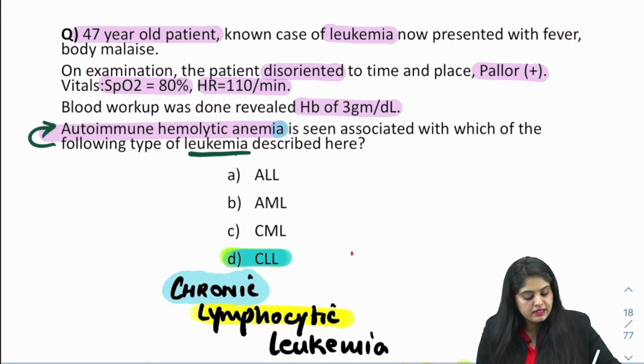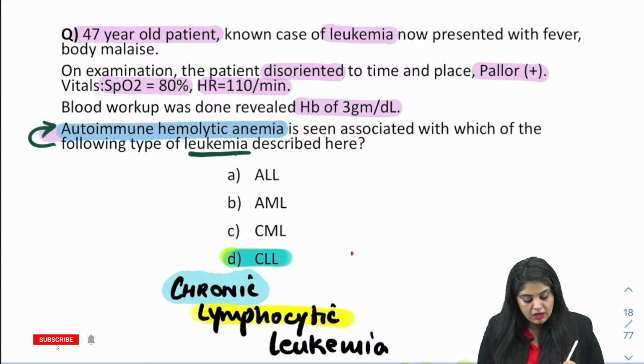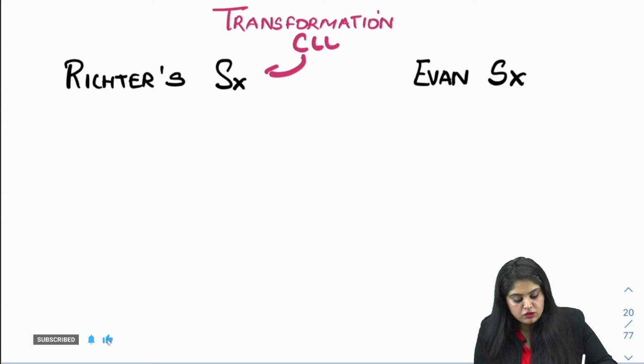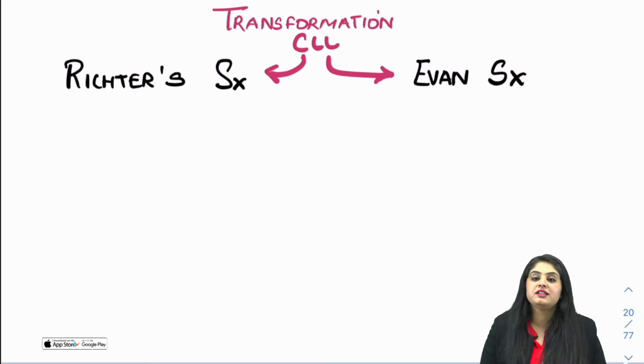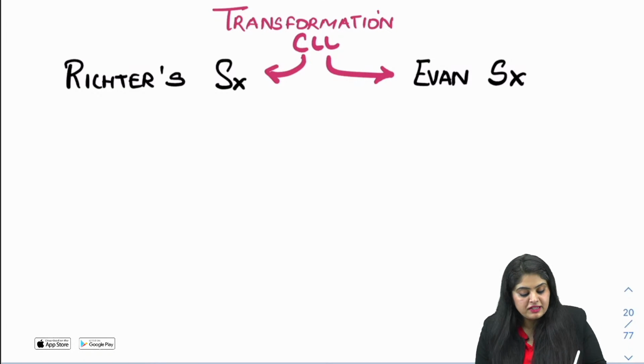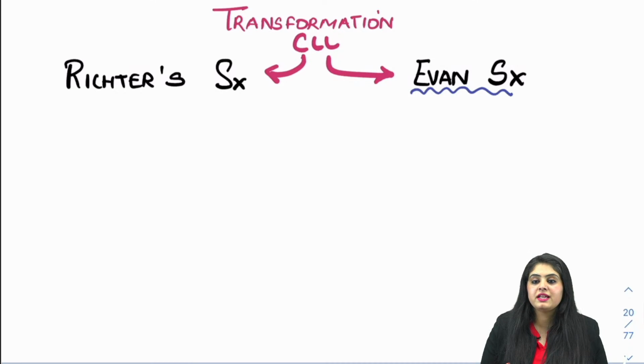For CLL, here the hint given was autoimmune hemolytic anemia, because now I'm going to tell you that CLL is associated with 2 syndromes. Okay, CLL is associated with 2 syndromes, that is Richter's syndrome and Evans syndrome. I'll tell you how. See, what is Evans? I have learned Evans as sounding like everyone. Okay, Evans is everyone, so everyone is going to get involved.